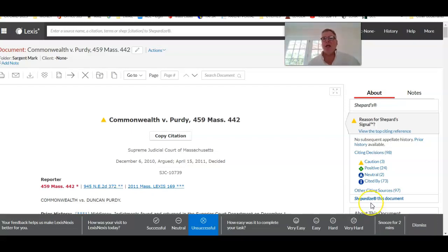Let me tell you this. That does not mean you cannot use Purdy to support your position, as long as the point of law on which Purdy was reversed is not your issue. So in this particular case, we're interested in the narrow issue of authentication. As long as Purdy was not reversed on the authentication analysis, we can still use it because it still supports our position and it's still good law with respect to that particular issue.